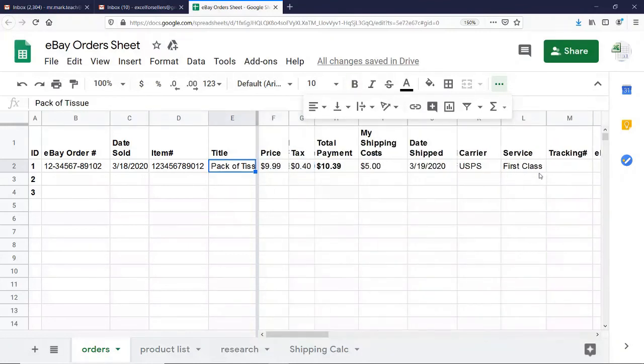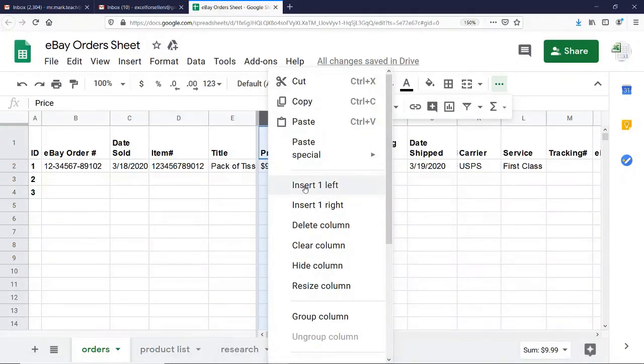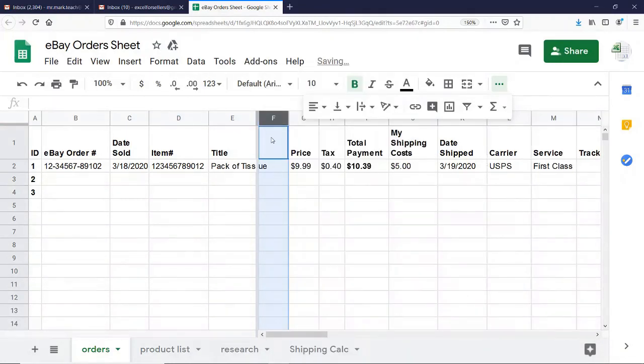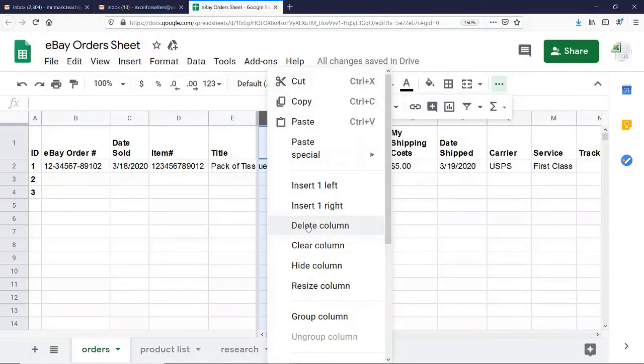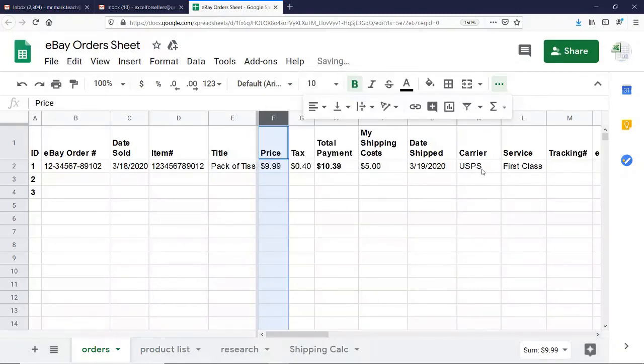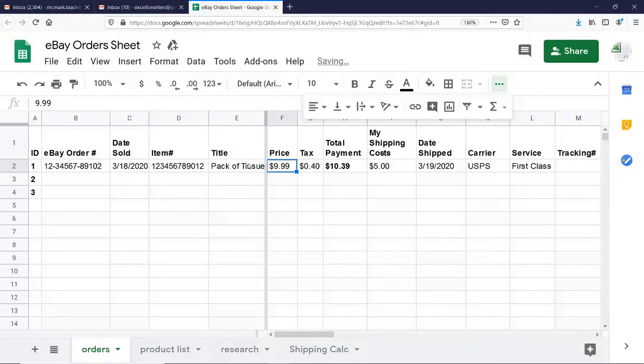And again, if you want to add something in here, you can. I mean, you could do right click, insert, and you can add something else. Okay, you can also remove things with delete. But let me know if there's something else that you'd like to include in your order sheet. It might give me an idea of something else to include in an order sheet. So let me know if there's something else that you do when you sell your items on eBay. And hopefully you find this useful.